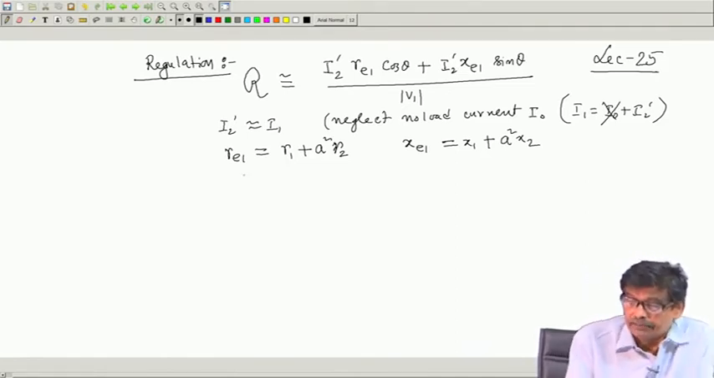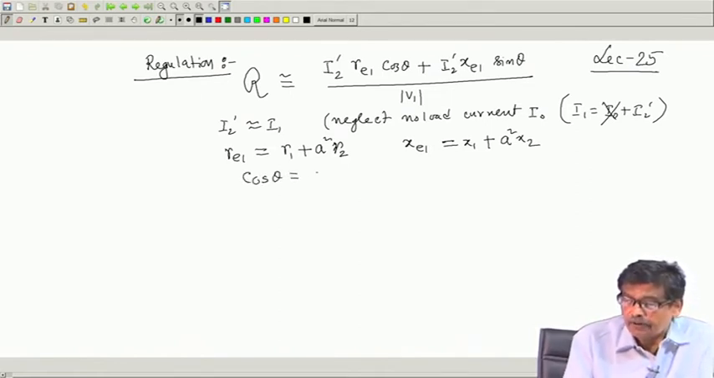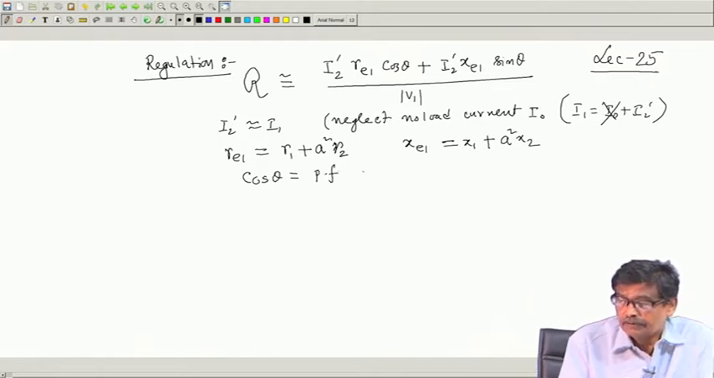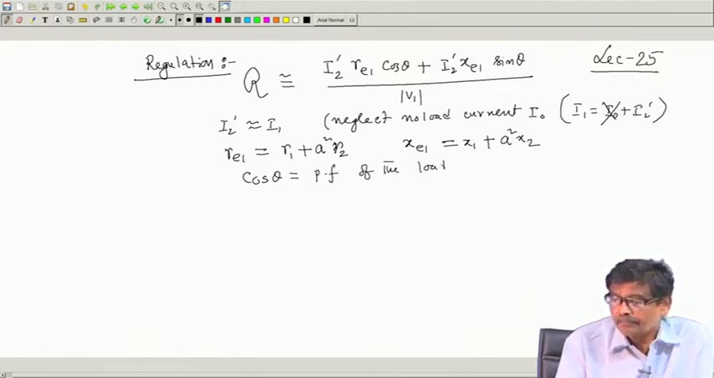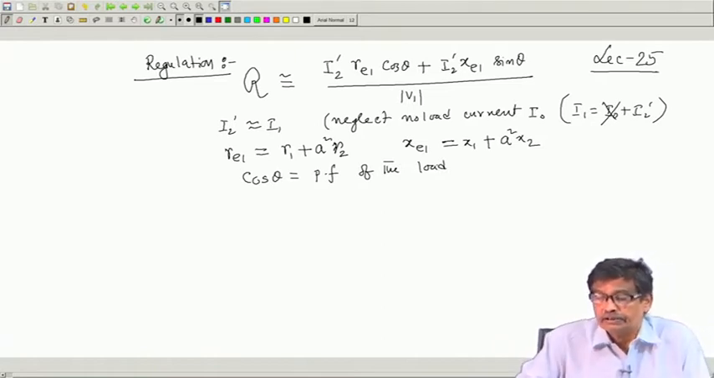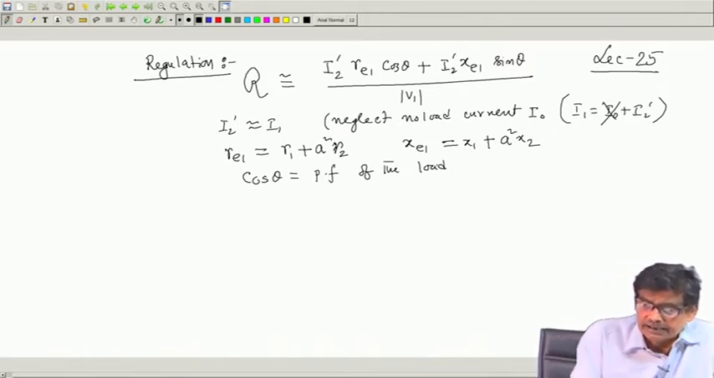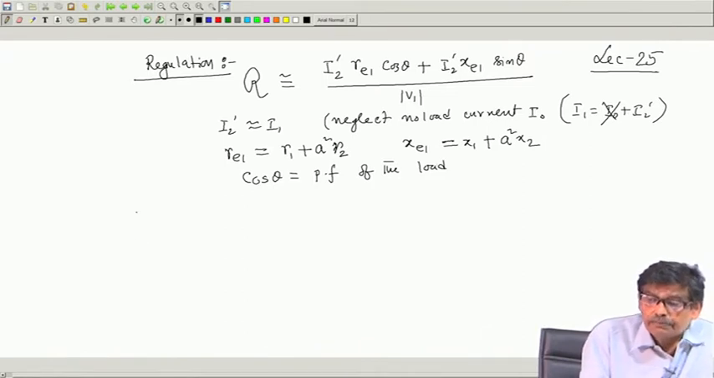And what is cos theta? Cos theta is the power factor of the load. Mind you, I have found this expression for a lagging power factor load. Similarly, I could find the expression for a leading power factor load. In that case, what would happen?